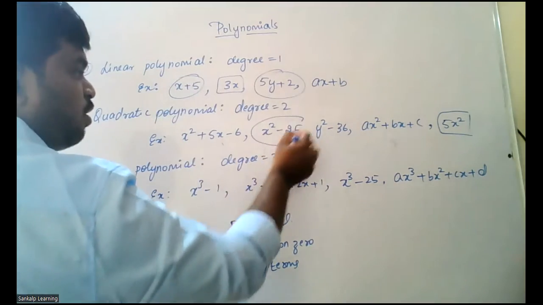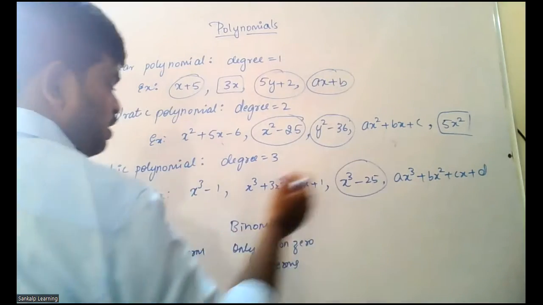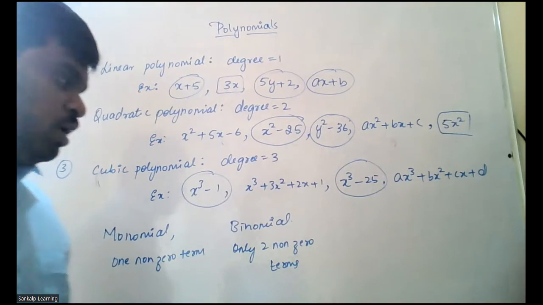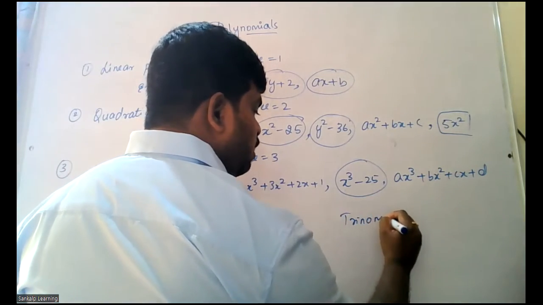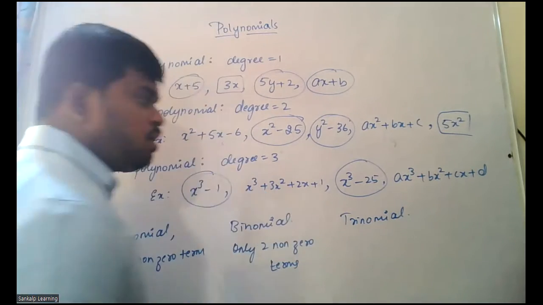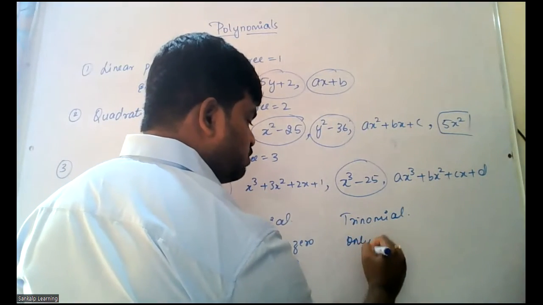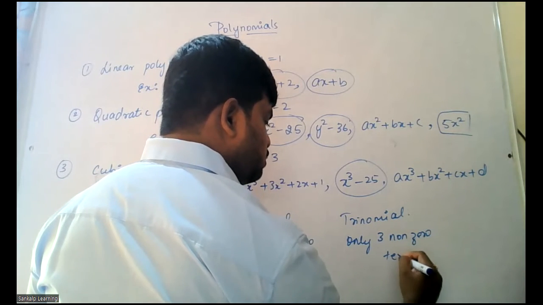Okay, this is a binomial, this is a binomial. There are many examples for binomial, isn't it? All these are binomials. They have got 2 terms, only 2 non-zero terms. The next one is trinomial. What is a trinomial? If it has got 3 non-zero terms, only 3 non-zero terms.